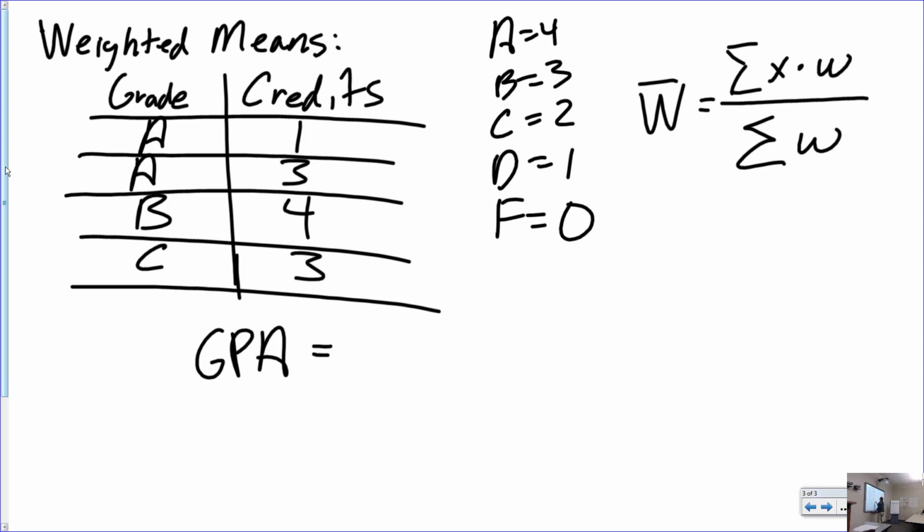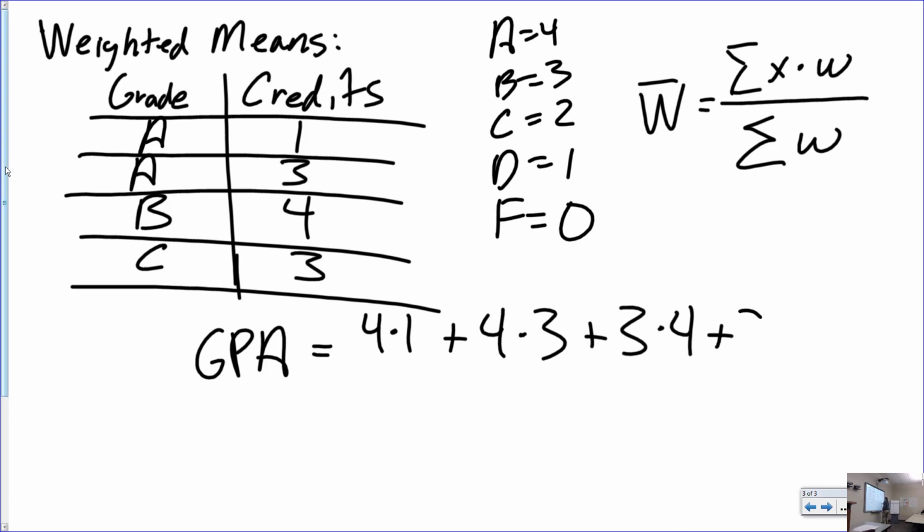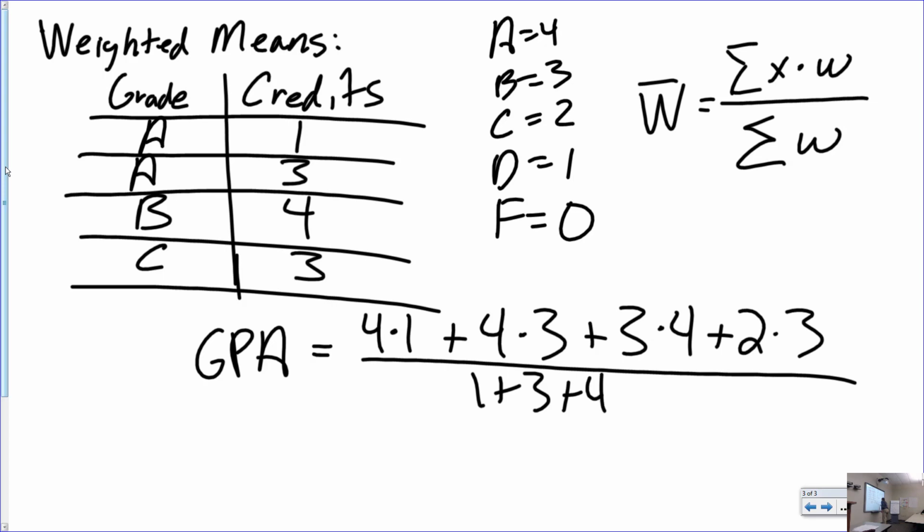Well, an A is 4 times 1, because it's 1 credit, plus 4 times 3, because it's 3 credits, plus B, which is 3 times 4, plus 2 times 3, all divided by 1 plus 3 plus 4 plus 3, right? And there's a quick application of that summation notation concept, so that you can get a feel for how it works, right?